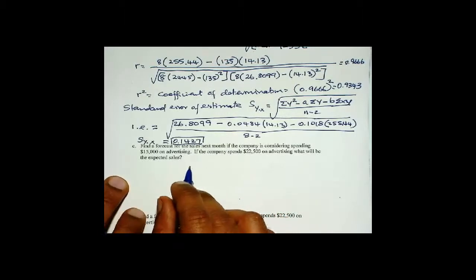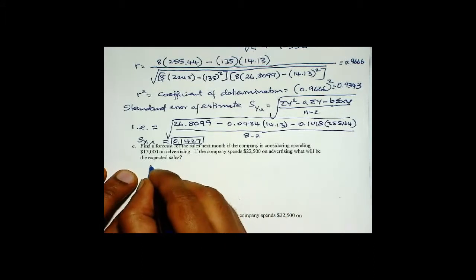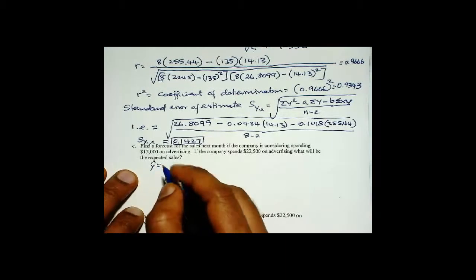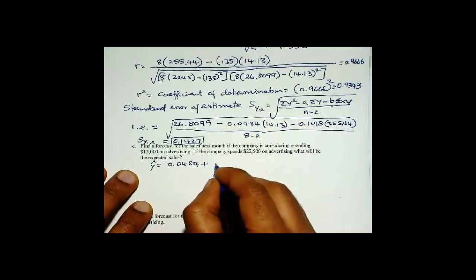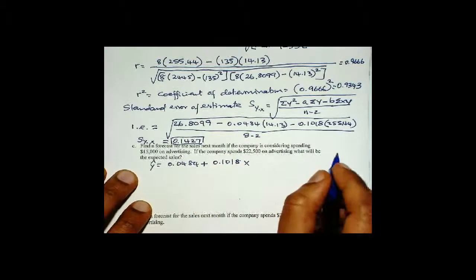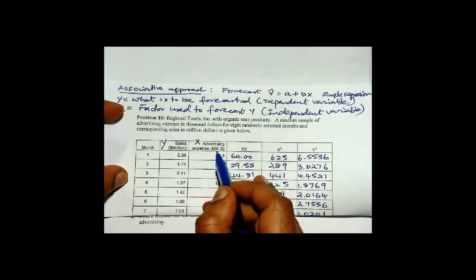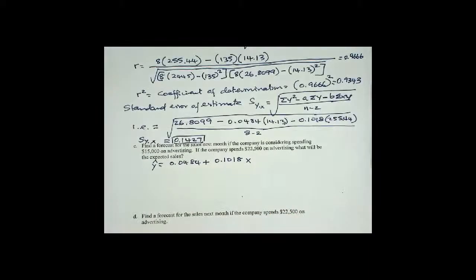Now let's use the forecast equation in finding forecast. So here, remember, the y hat function is 0.0484 plus 0.1018 times x. And also remember, x is in thousands of dollars in advertising expense, y is in millions of dollars.